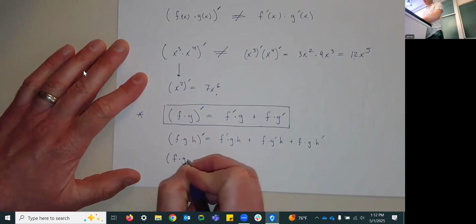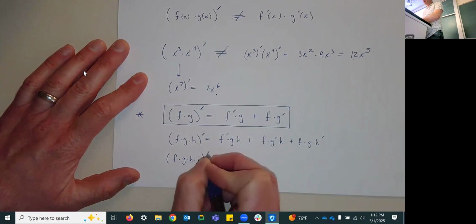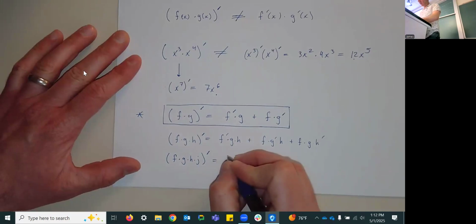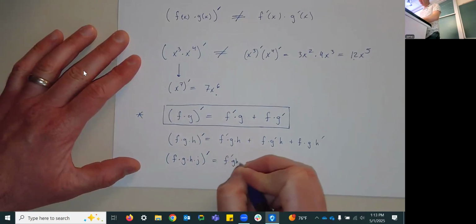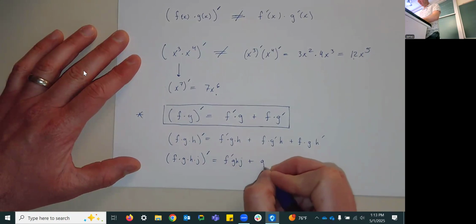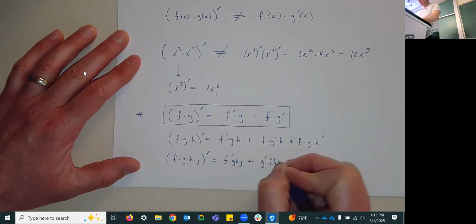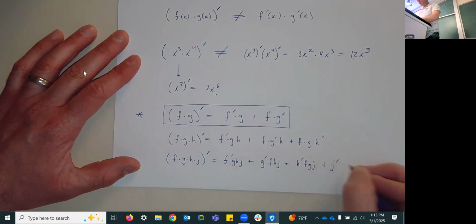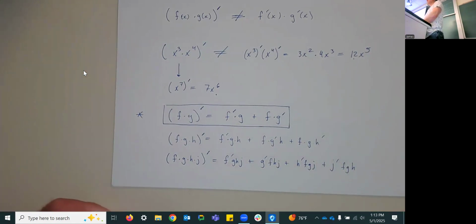If you took the derivative of f times g times h times j, how many pieces am I going to get added together? 4. And each of those is going to have one derivative and the rest not derivatives. So we're going to get the derivative of f times the other things plus the derivative of g times the other things plus the derivative of h times the other things plus the derivative of j times the other things. Always works that way. It's kind of nice.